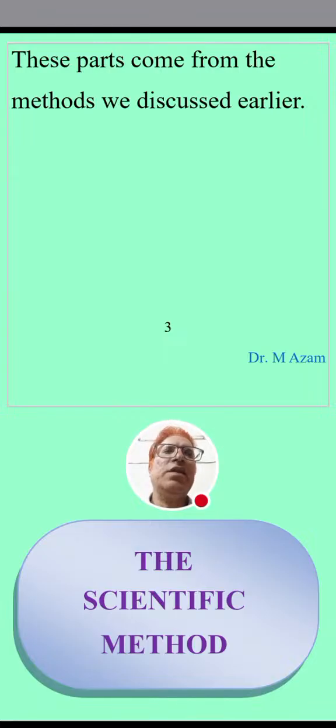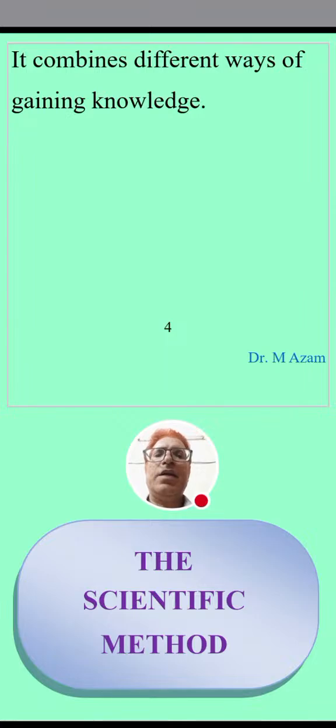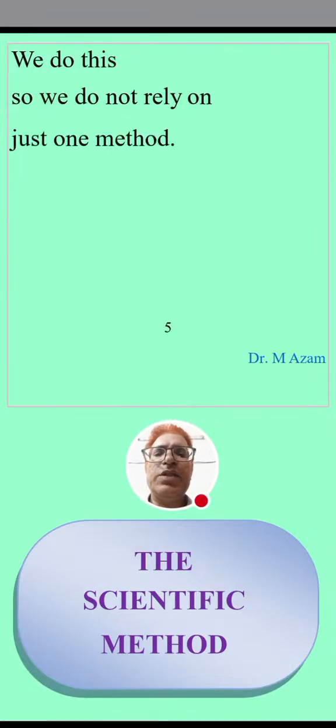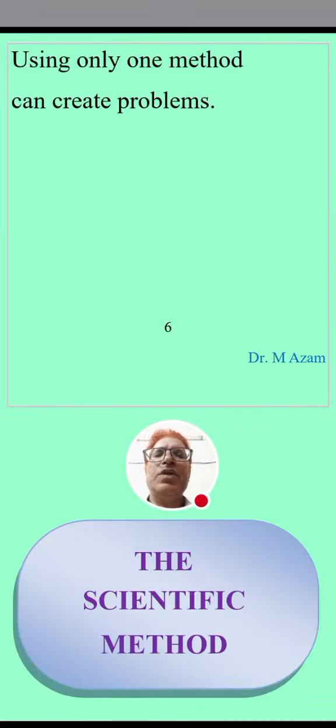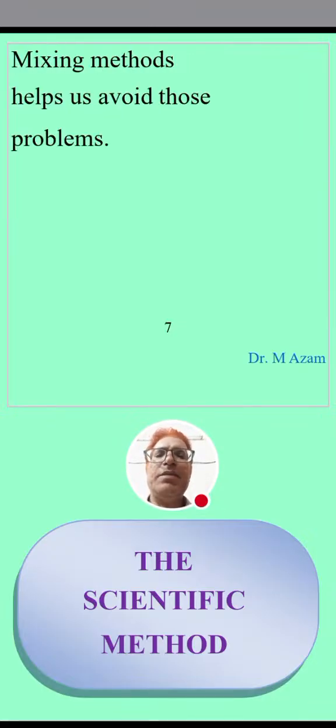As you know, we have discussed 5 non-scientific methods. This scientific method combines different ways of gaining knowledge. We do this so we do not rely on just one method. We use the scientific method so we do not rely on just one non-scientific method. Using only one method can create problems. Mixing methods helps us avoid those problems.